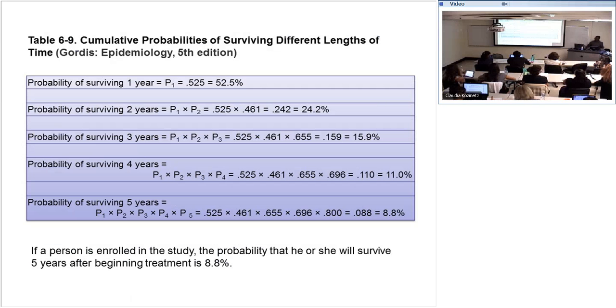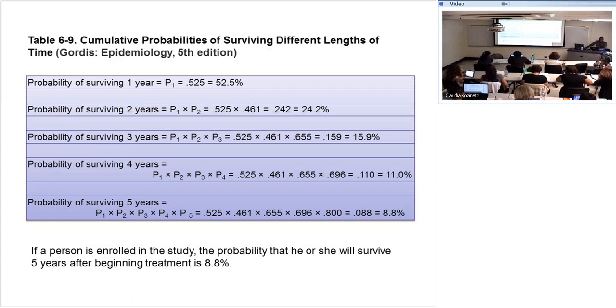So here, this is what we can do. For the first year, of the people that we observe, how many survived? Second year, third year, fourth year, and fifth year. So we have everything there. Now, what is the probability of you surviving for the 5 years?